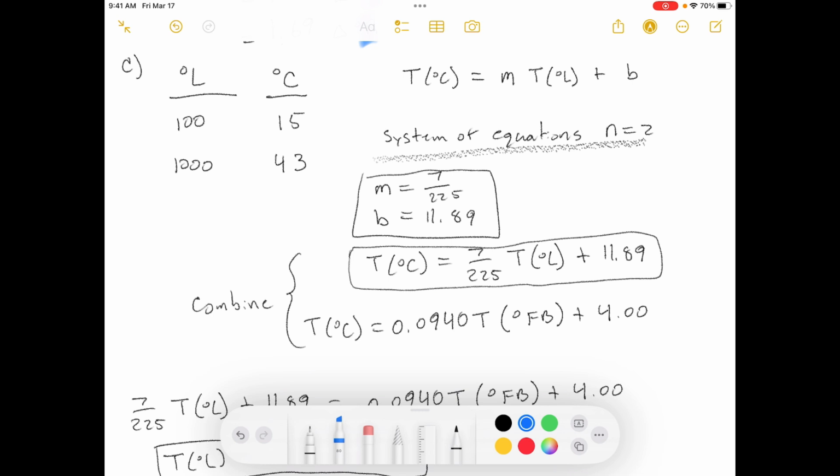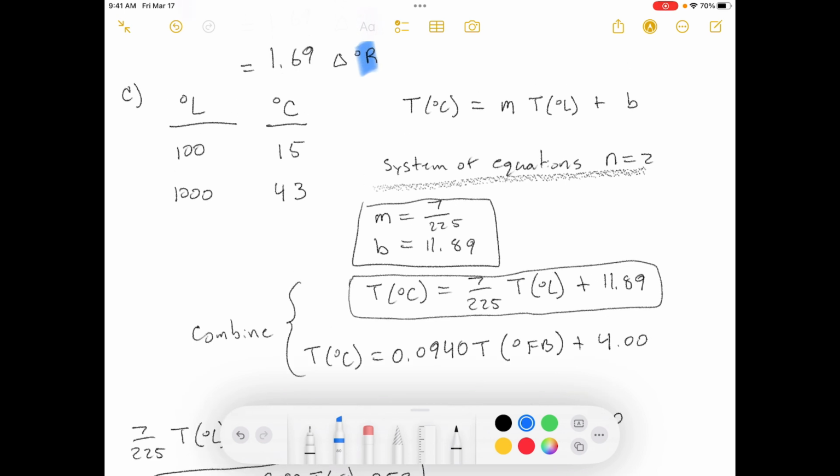See example 3.5-1. Temperature Louis in terms of temperature Farblungit. Okay, so they gave us two values in the second half of this equation, and they said that 100 Louis equals 15 Celsius and 1000 Louis equals 43 Celsius. Okay, like I said before, you notice that this is a linear equation.